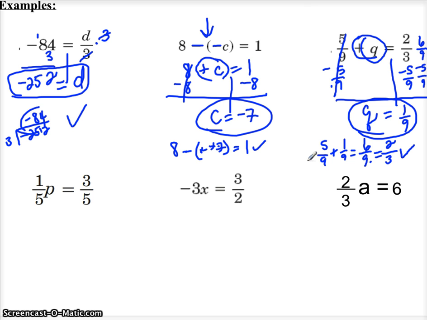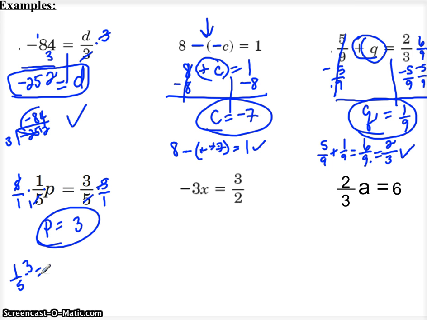So q equals 1/9. Down here, you have 1/5 times p equals 3/5. Now, this is multiplication. Opposite of multiply is divide. We are going to be dividing by a fraction. If you think about it, dividing by a fraction is the same thing as multiplying by the reciprocal. So the reciprocal of 1/5 is 5 over 1. So I'm going to multiply both sides by 5 over 1. The 5's cancel, so you're just left with 1p. Here the 5's cancel, you get p equals 3. To check it, 1/5 times 3, that does equal 3/5.